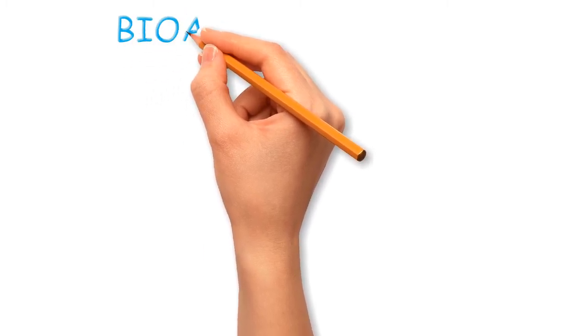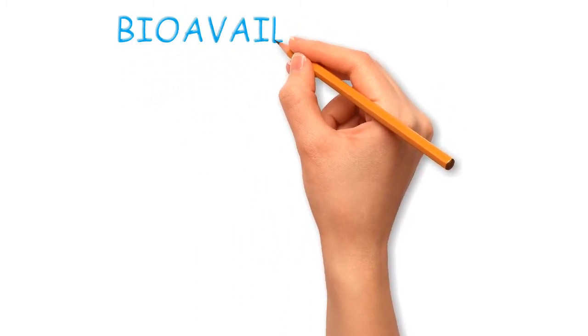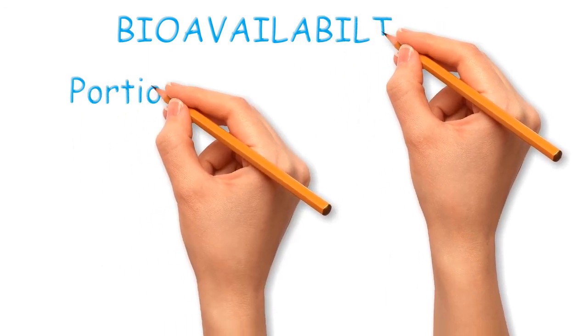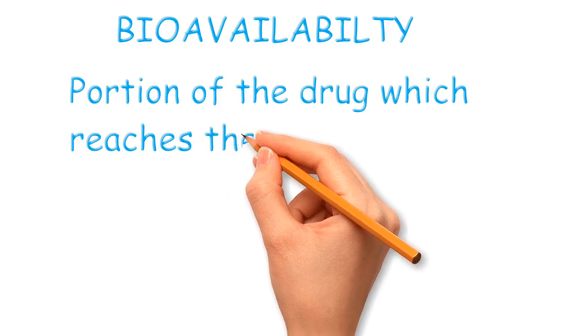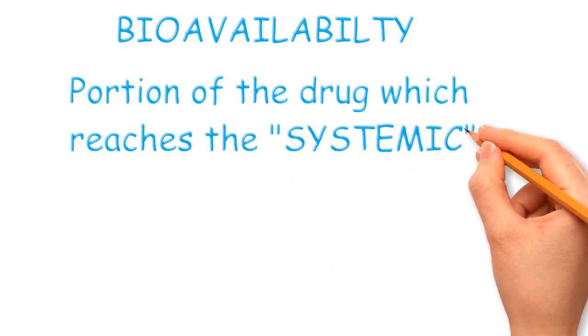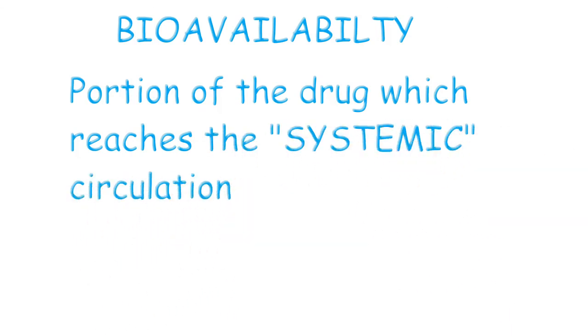So, finally, a drug reaches the systemic circulation from its site of administration. The proportion of the drug which reaches the systemic circulation is called bioavailability. Let's talk more about bioavailability in another video.